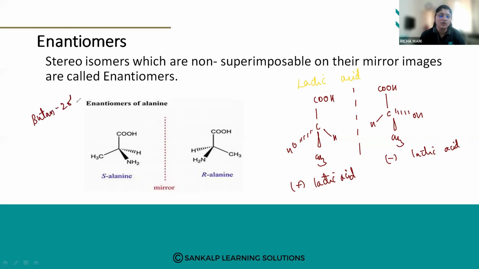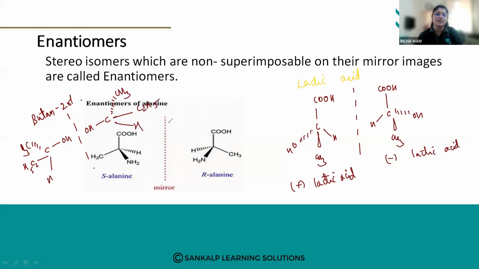Then next is butan-2-ol. So CH3, C2H5, H, OH, and its mirror image: CH3, C2H5 and H. So this is minus and this is plus. This is plus butan-2-ol, and this is minus butan-2-ol. So these are examples of stereoisomers, that is, enantiomers.